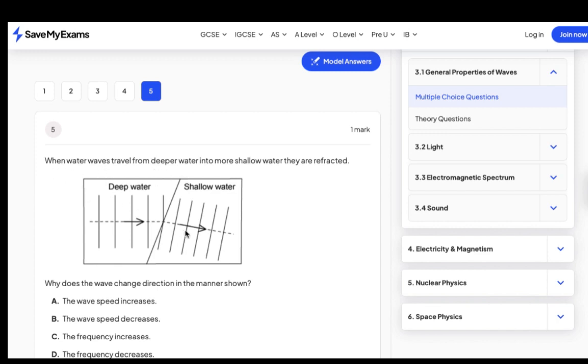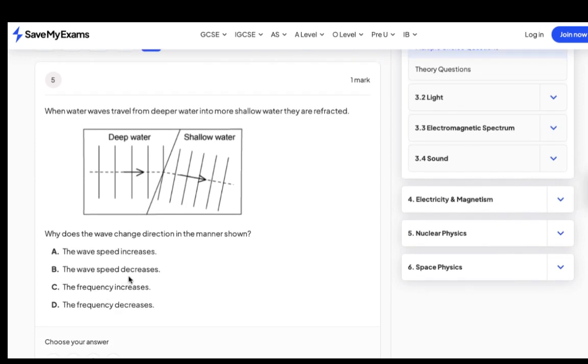Okay, somehow we have seen this before. Shallow water, deep water. I have drawn this before, right? When water waves travel from deeper water into more shallow water, they refract. Why does the wave change direction in the manner it did? Because of refraction. Now they say the wave speed increases. No, the wave speed decreases. When you get to shallow water, the speed decreases. Frequency is constant. Is that okay? Yes. So we move on.